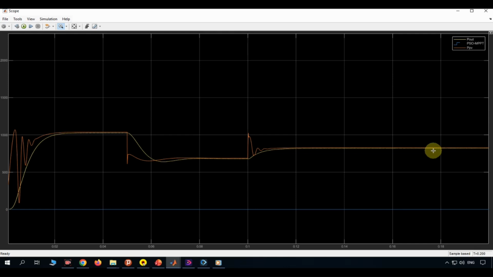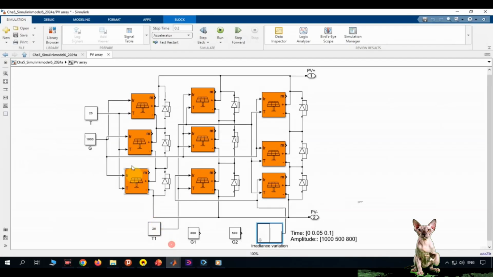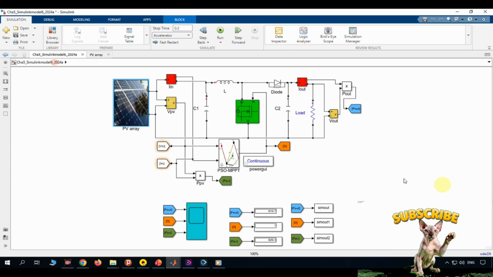Overall, these results confirm that the PSO MPPT algorithm successfully reacquires the maximum power point each time the irradiance changes, demonstrating strong dynamic tracking performance under varying environmental conditions. And that brings us to the end of this tutorial on PSO-based maximum power point tracking in MATLAB and Simulink. I hope this video helped you understand how particle swarm optimization works and how it can be applied to extract the maximum available power from a photovoltaic system.